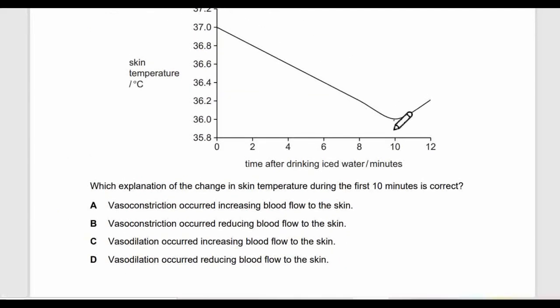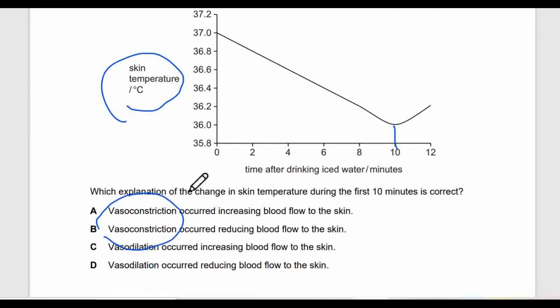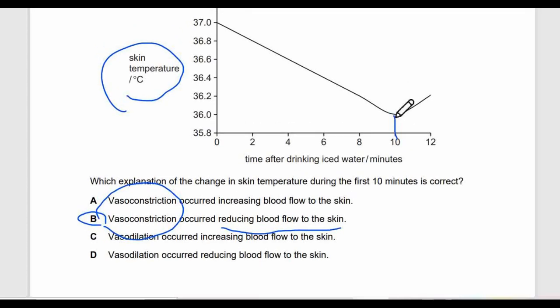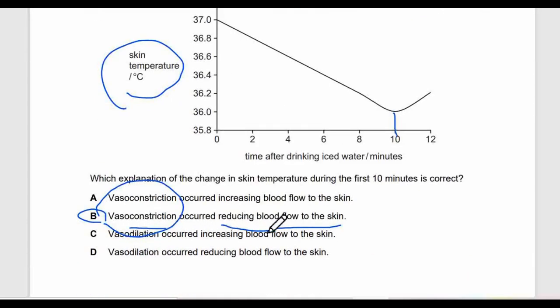You see, in the first 10 minutes the temperature of the skin is the lowest. The temperature is lowest because there is less blood flow near the surface of the skin, so it will be vasoconstriction. It will reduce blood flow through the skin, so that will be B. As blood is prevented from flowing to the skin, the skin temperature will be lower. So vasoconstriction is reducing blood flow.